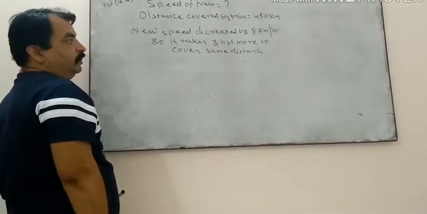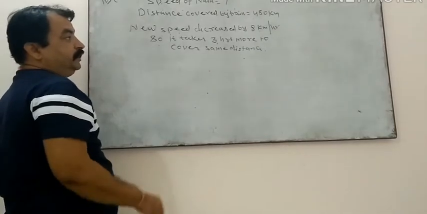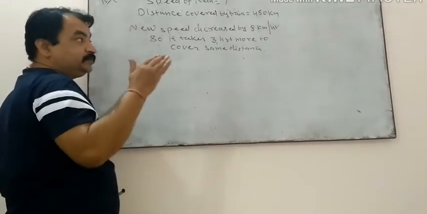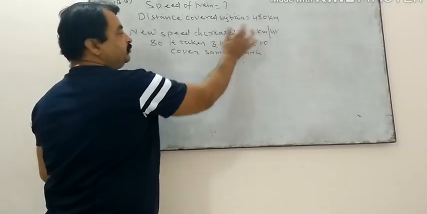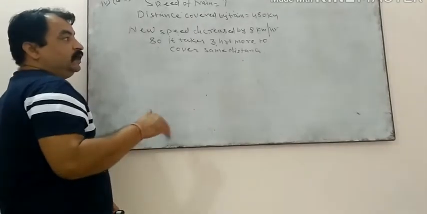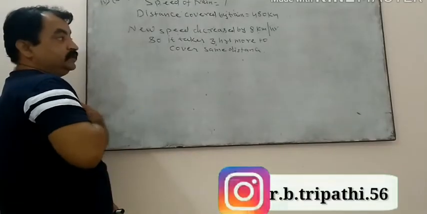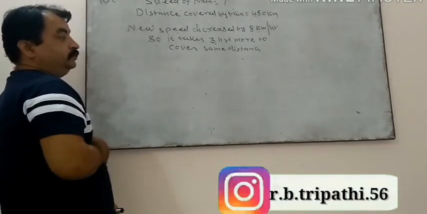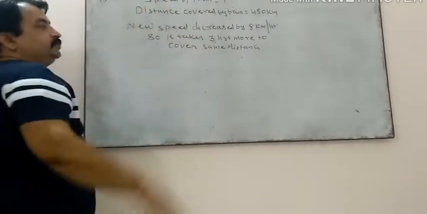Right? Of course, time is not given. We have to discuss the time. Then new speed is given. If the speed of train is decreased by 8 kilometer per hour, then it takes 3 hours more to the original timing. This is unknown to us, that we will discuss right now, to cover the same distance. So what will be the original speed of the train?